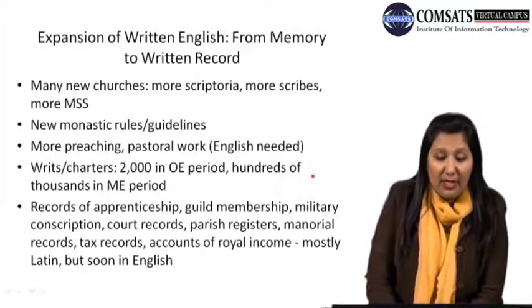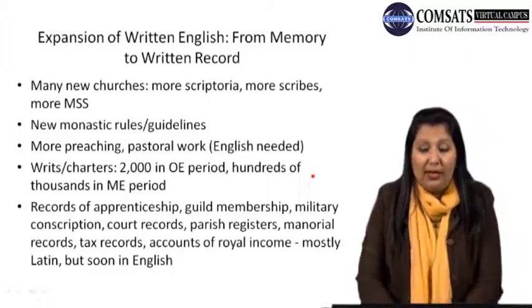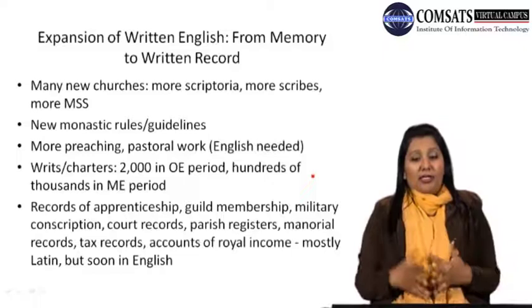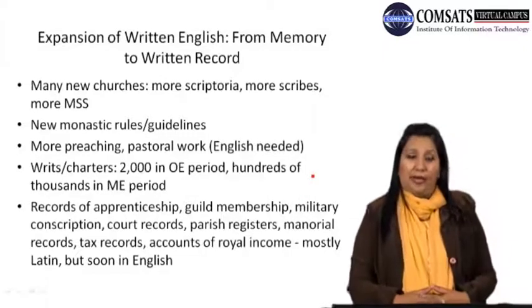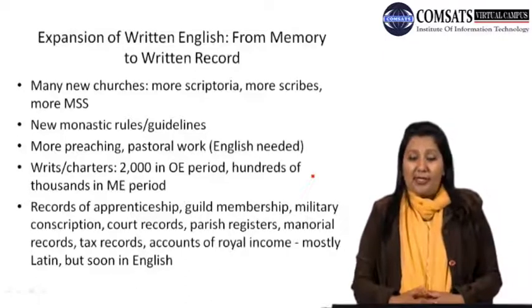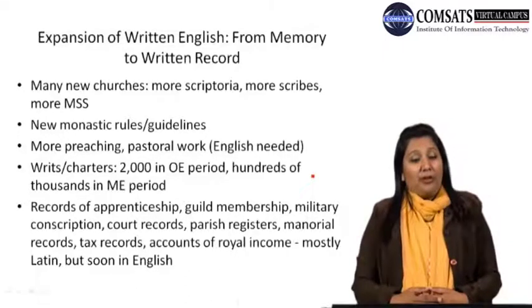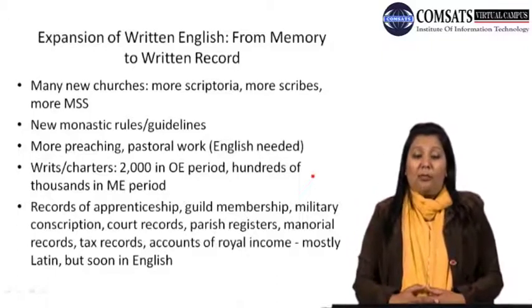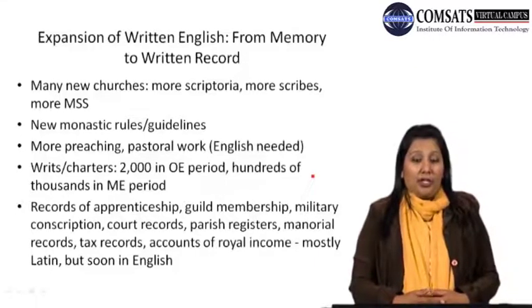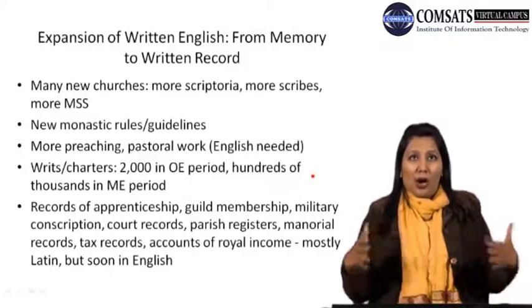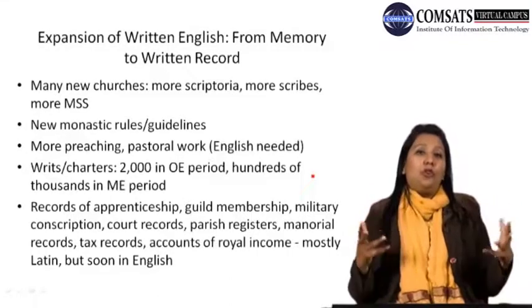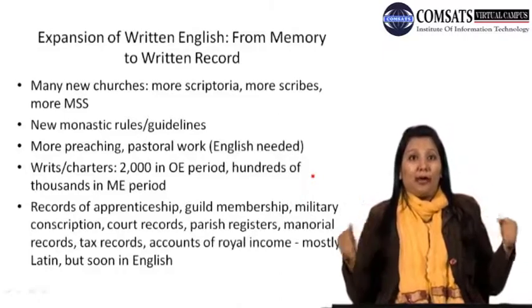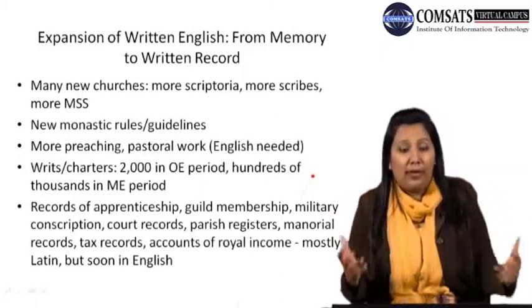2000 in the Old English period, hundreds of thousands in the Middle English period. They really increased a lot from Old English to the Middle English period. There were records of apprenticeship, guild membership, military conscription, court records, parish registers, manorial records, tax records, accounts of royal income, mostly Latin but soon in English. They needed to be in English as soon as possible, because it was a time when English was growing and expanding and becoming the language of every domain of life.